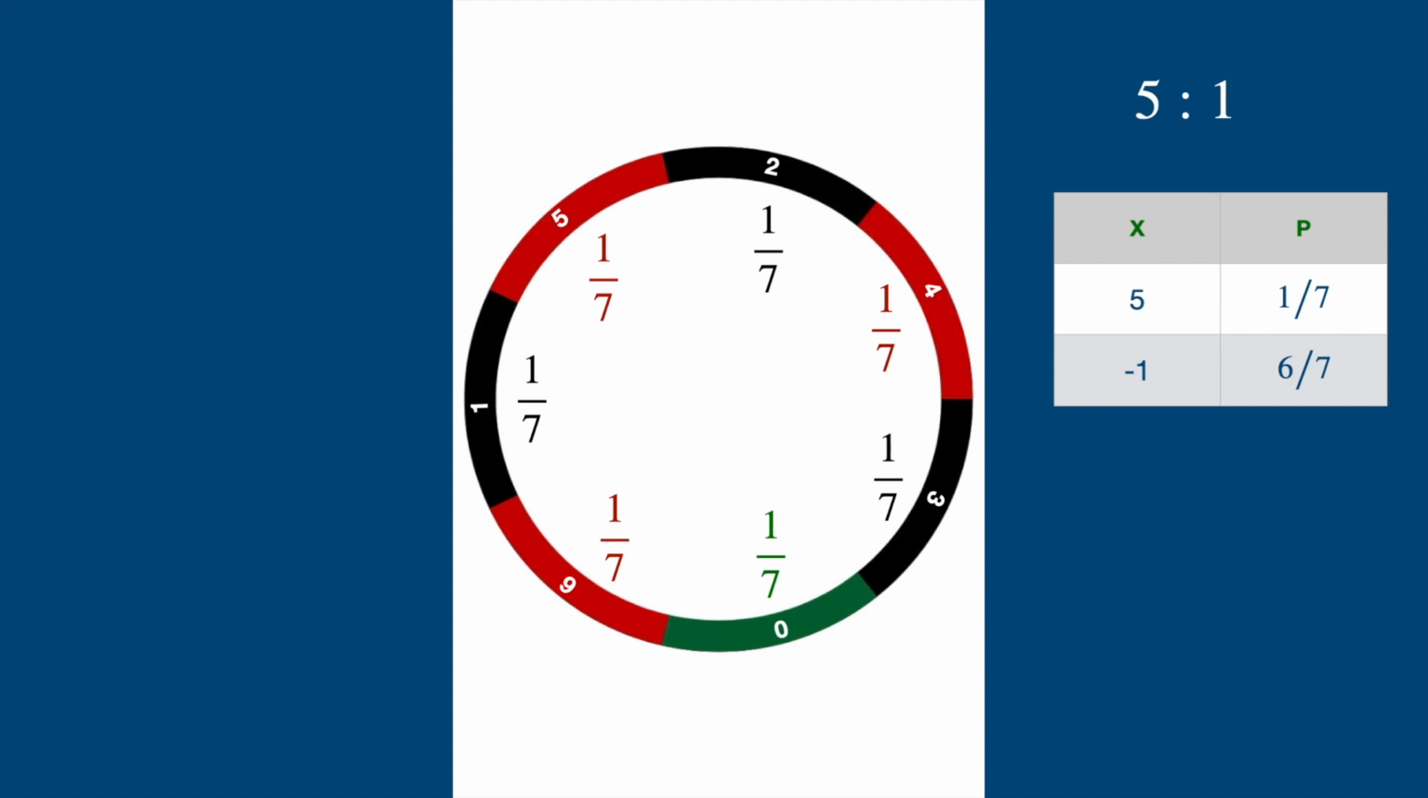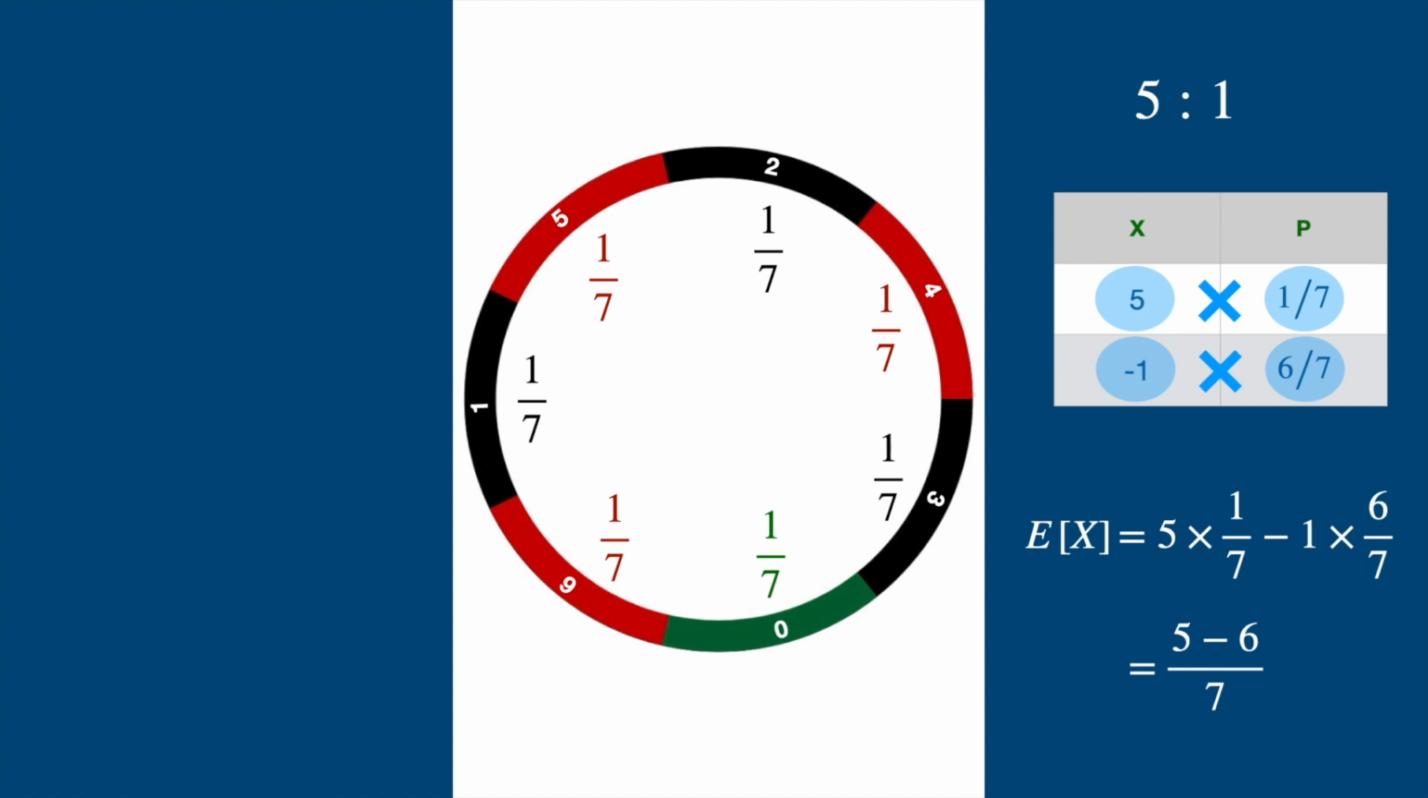We can calculate the expected profit and loss, which is just the value times the probability summed across all possible values. This is now just (5 minus 6) divided by 7, or minus 1 divided by 7. So on average, every time we play this bet, we lose a seventh. Some of it goes to cover the cost of the casino, some to their shareholders, some to other causes, who knows.